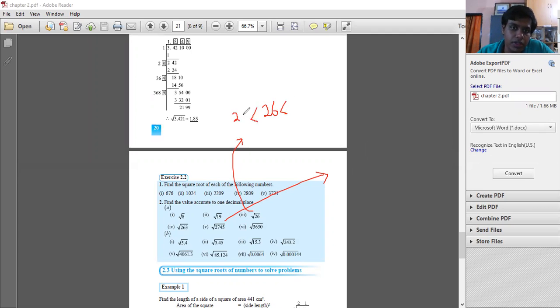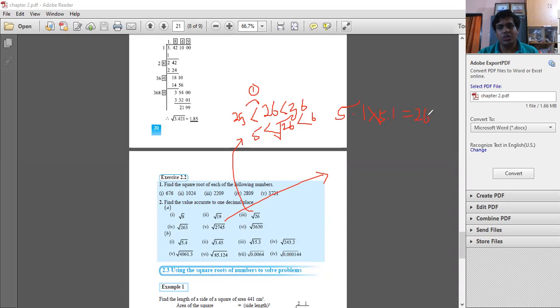between 25 and 36. The square root of 25 is 5, and the square root of 36 is 6. So the difference is 1, and 26 is very close to 25, so some value closer to 5 will be the answer. So 5.1 into 5.1, what is the value? 5.1 into 5.1 will give around 26.01.